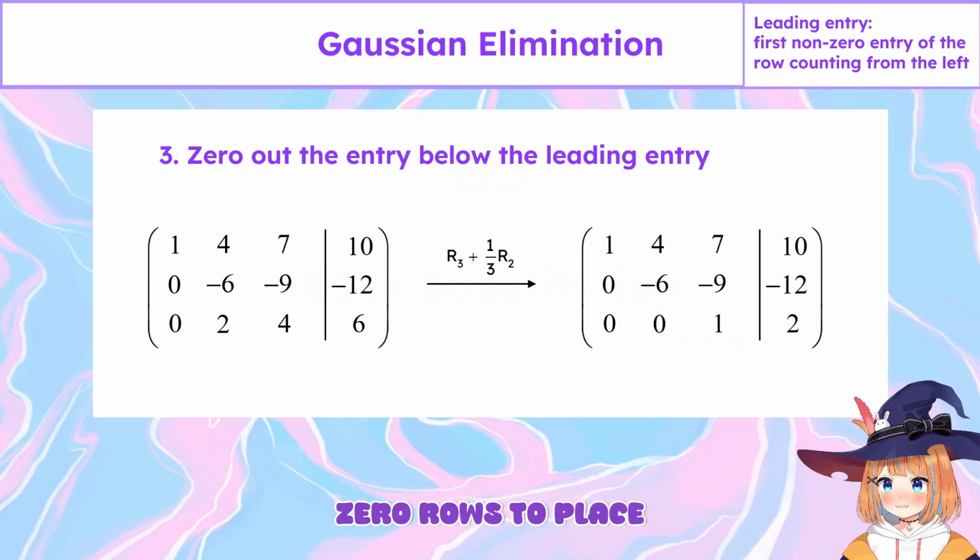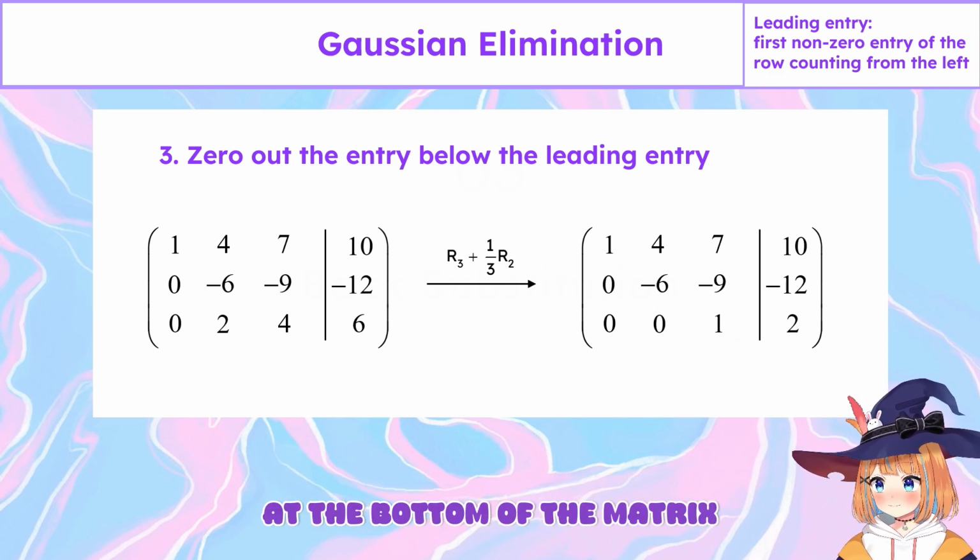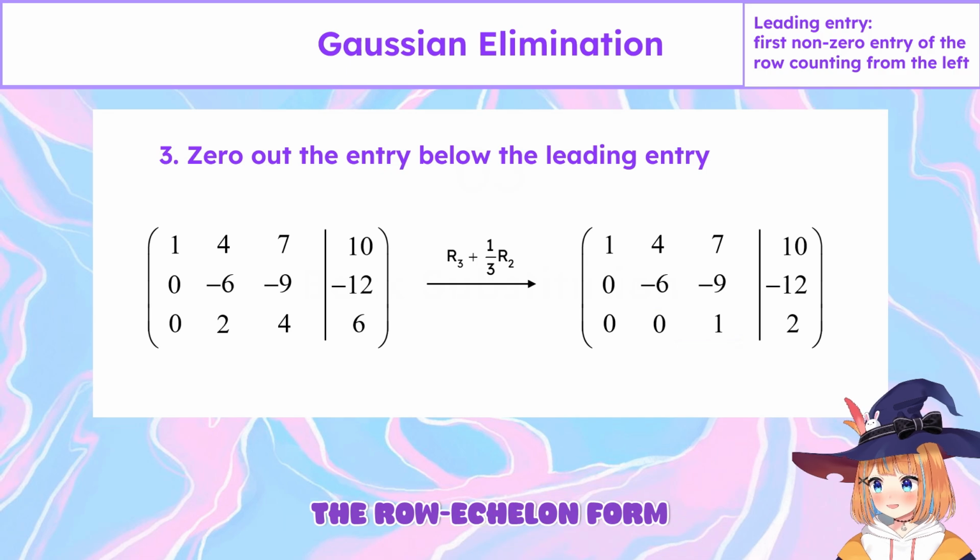As we do not have 0 rows to place at the bottom of the matrix, the resulting matrix is in the row echelon form, or REF.